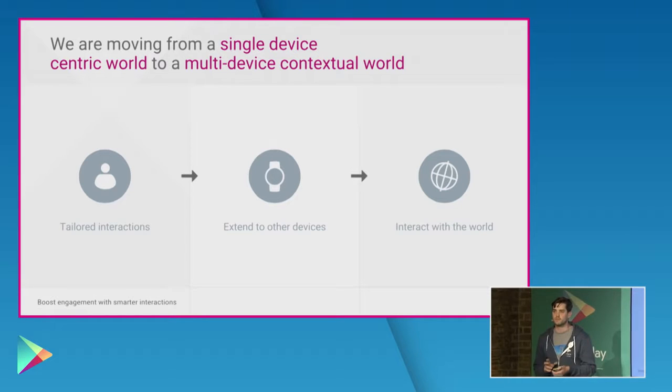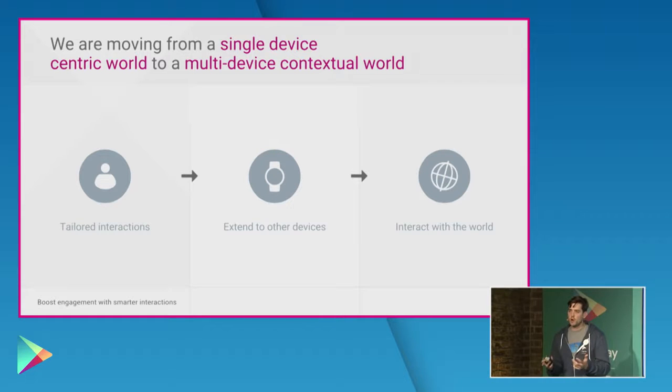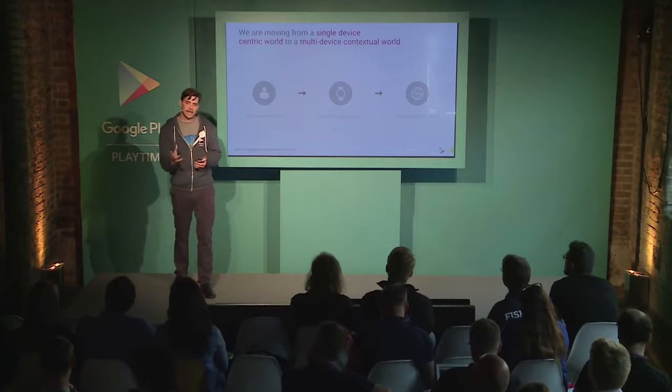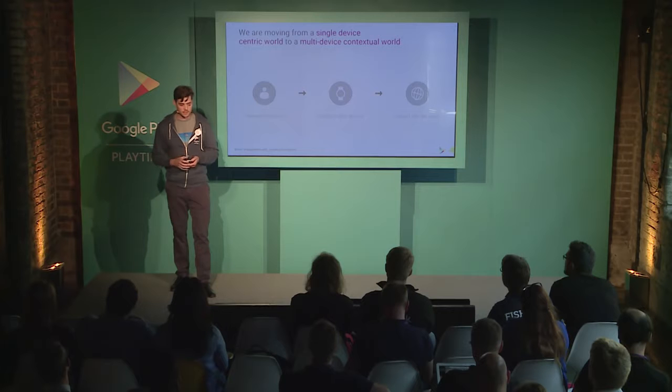So in this more complex world, developers are finding new answers to their questions. How do I personalize and tailor interactions with my users? How do I take advantage of these new device classes that are emerging, and how do I build a good interaction strategy around it? And how do I enable users to interact with others and the world around them? So in the next 20 minutes or so, we'll talk about how Google can help you find good answers to those questions and build a good strategy.